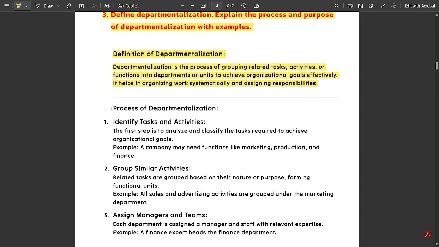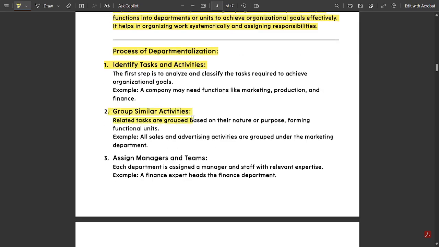Okay, the process of departmentalization undergoes some steps. That is, first we should identify the tasks and activities. For example, a company may need functions like marketing, production, and finance. Next is grouping similar activities. Related tasks are grouped based on their nature or purpose. For example, all sales and advertising activities are grouped under the marketing department.